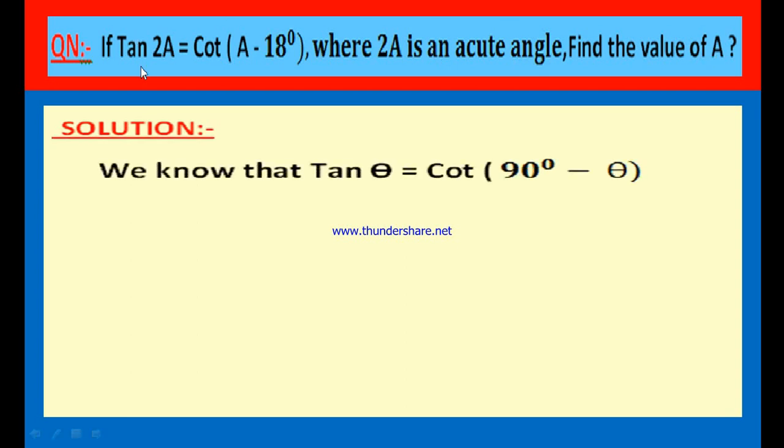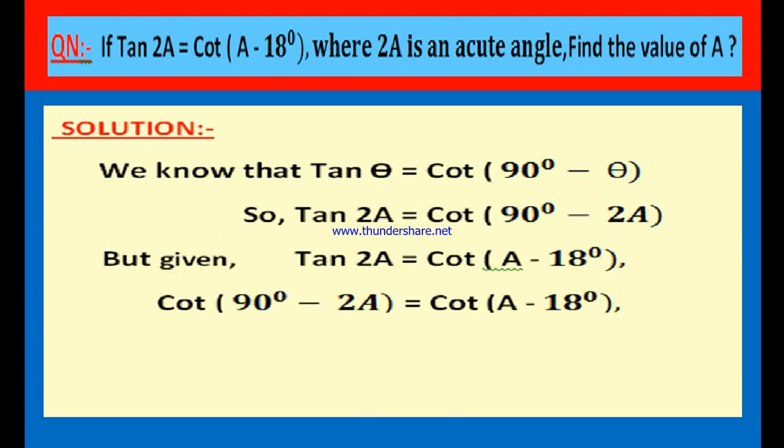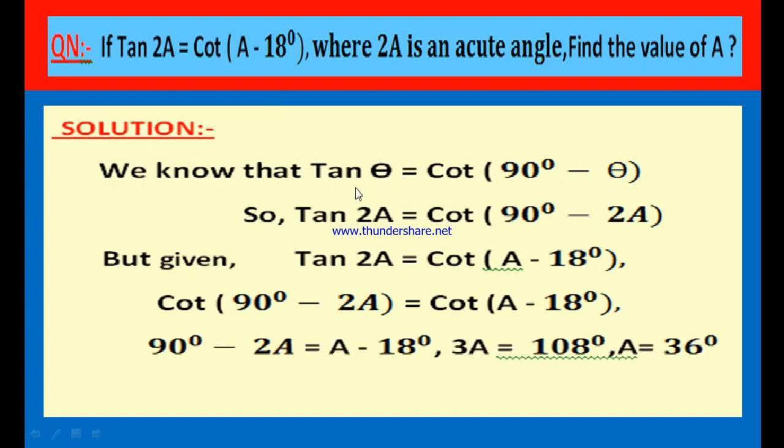We know that tan theta is equal to cot (90 minus theta). This is the law of trigonometrical ratios of complementary angles. But in the place of theta we have 2A here. Therefore, tan 2A is equal to cot (90 degrees minus 2A).